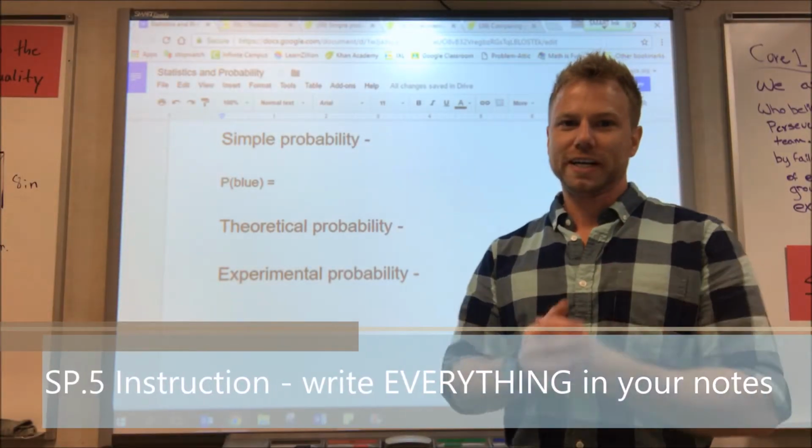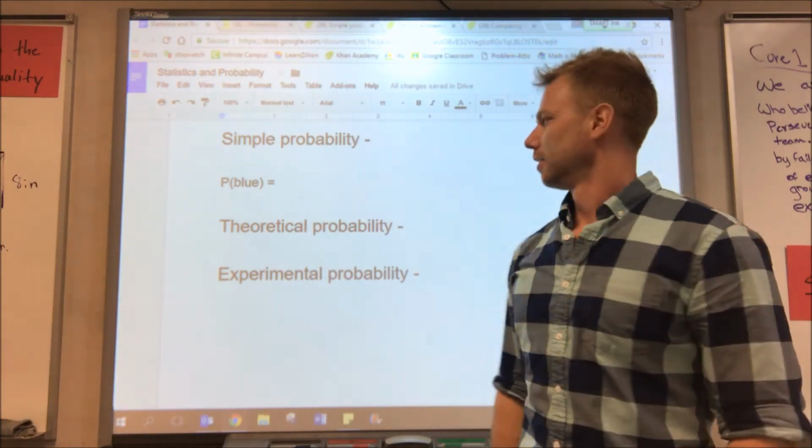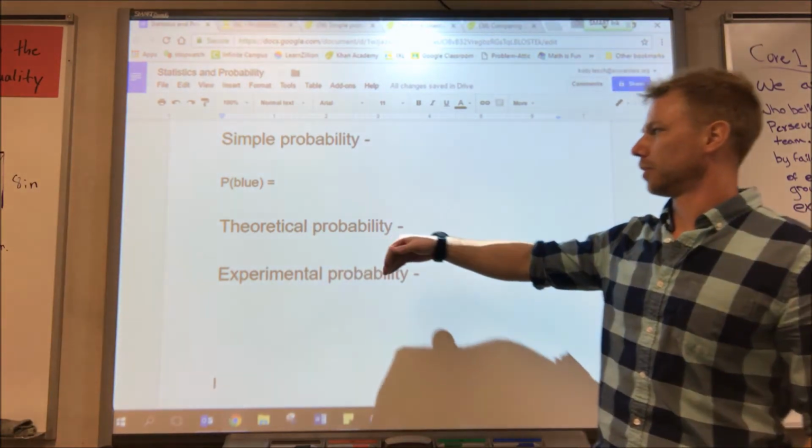We are starting G5, which is talking about probability. We're going to start out with simple probability and theoretical and experimental probability.